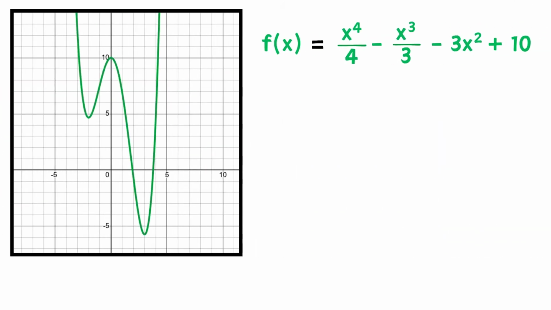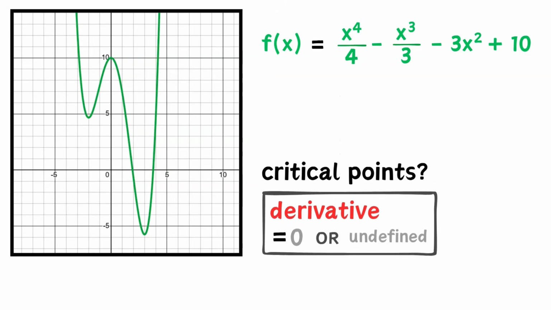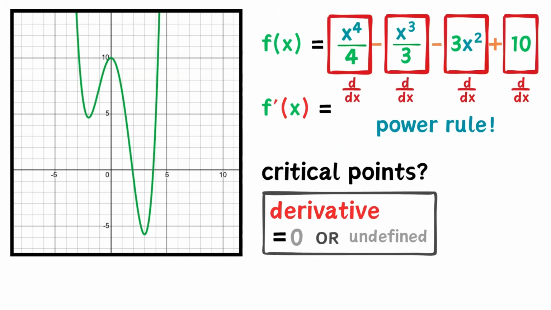Take a look at this example. Say we have this function f of x. Where are all the critical points on this function? Well, critical points are where the derivative equals 0 or is undefined. So what is the derivative of f of x? Since we are adding and subtracting, we can take the derivatives separately and use the power rule.